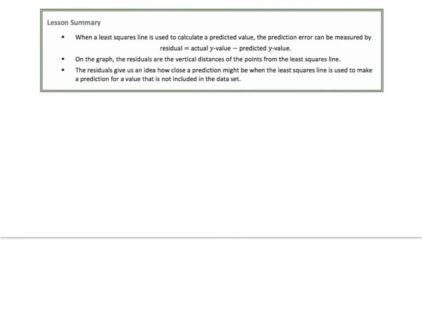All right, summarize. When a least squares line is used to calculate a predicted value, the prediction error can be measured by the residual equals the actual minus the predicted. On the graph, the residuals are vertical distances of the points from the least squares line, and the residuals give us an idea of how close a prediction might be when the least squares line is used to make a prediction for a value that is not included in the data set. Good work today.